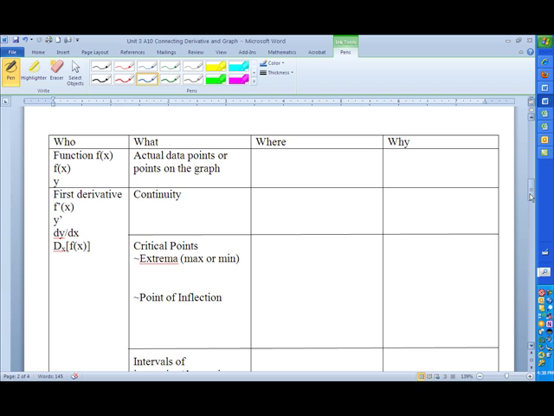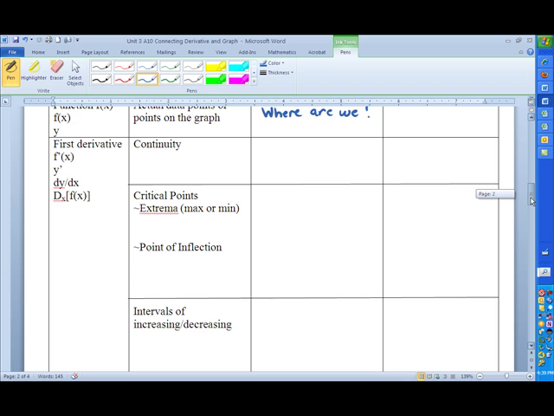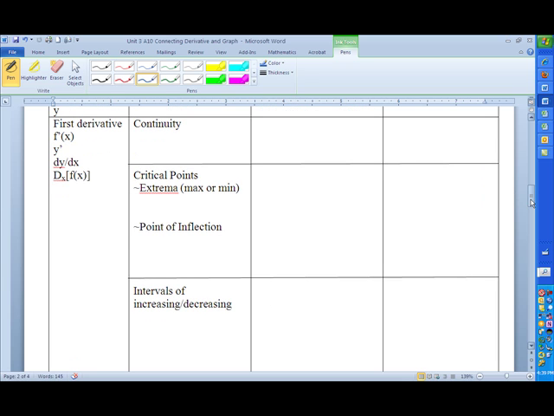So remember that when we talk just about the actual function, this gives us our actual data points, or the point or points on the graph. So it tells us where we are. It answers the question, where are we? That's what a function does. The first derivative answers the question, how fast are we getting there? Or are we improving or not improving? Are we increasing or decreasing?